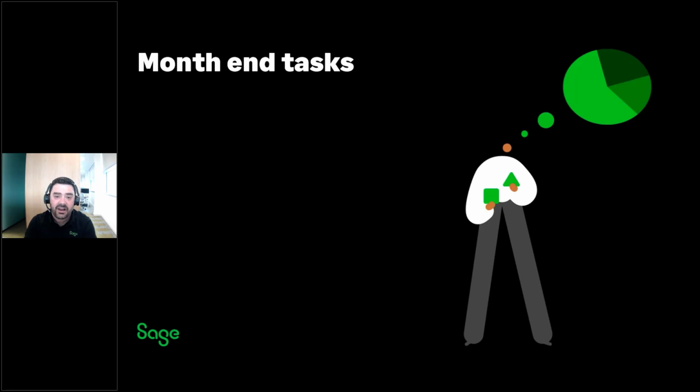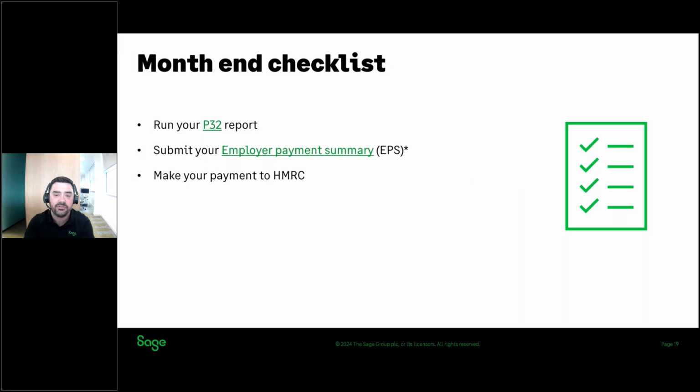So with that complete, the last thing I'm going to talk about is your month-end tasks. So I have got a short month-end checklist, just three items on this one. When you get to the end of each tax month, you should run your P32 report, which will calculate the payment that you need to make to HMRC. If required, you would submit an employer payment summary, or EPS. Now this reports any adjustments to your liability arising from statutory payments you've recovered, CIS deductions suffered, or apprenticeship levy payments. And then the third step is to make your payment to HMRC on or before the payment deadline.